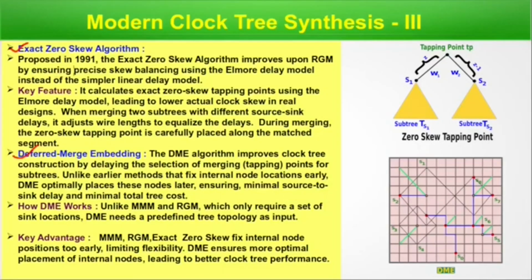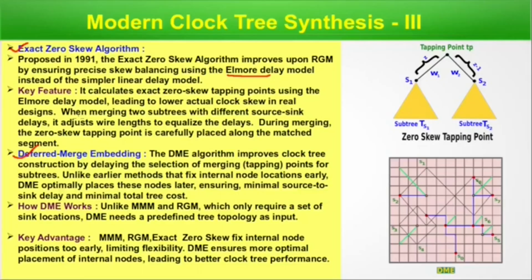These are two different algorithms. Proposed in 1991, the exact zero skew algorithm improves upon RGM by ensuring precise skew balancing using the Elmore delay model instead of the simpler linear model. Key feature: it calculates the exact zero skew tapping point using the Elmore delay model, leading to lower actual clock skew in real designs. When merging two subtrees with different sink delays, it adjusts wire length to equalize the delays.